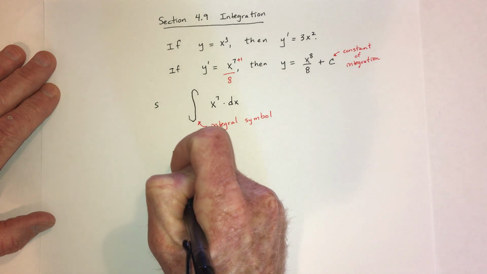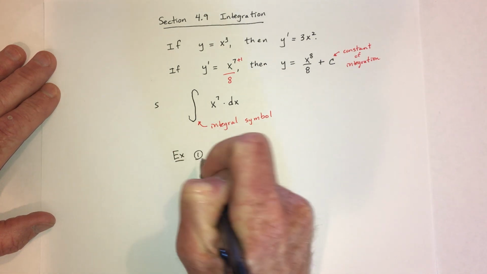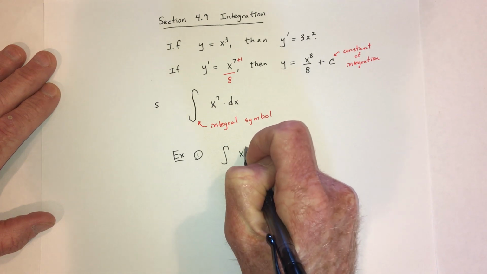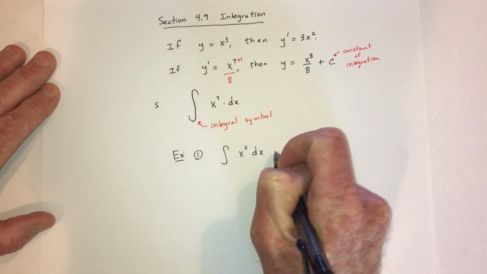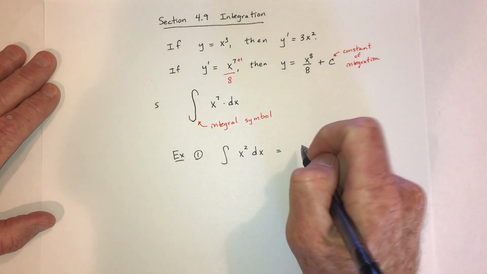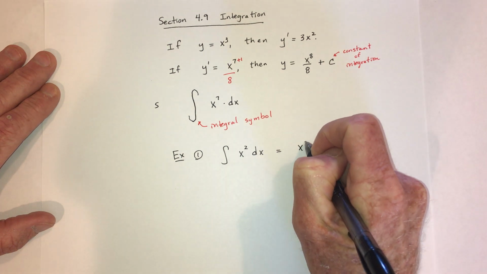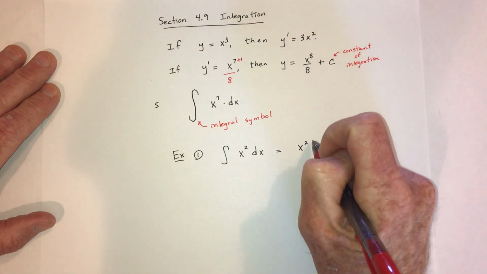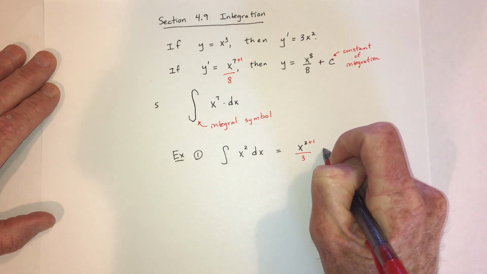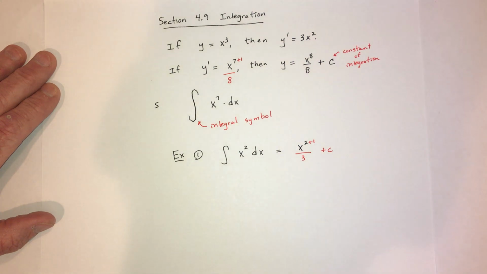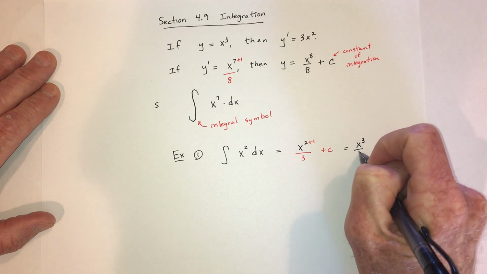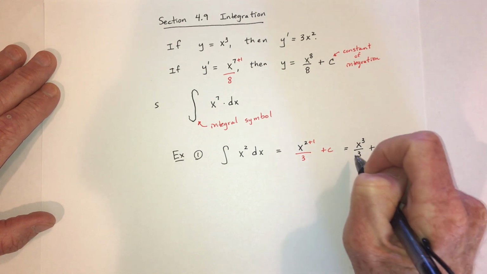So then let's do a few examples. What's the antiderivative for x squared? You can do the opposite of the power rule. So that means it's going to be x squared, and then you need to add 1 to the exponent, and then divide by that number, and then put a plus c. So in other words, the answer is x cubed over 3 plus a constant.